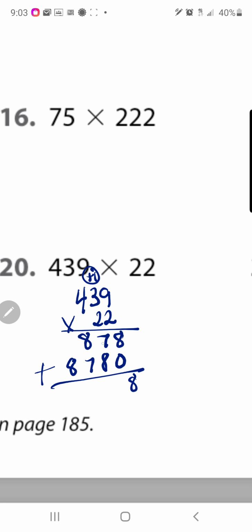8 plus 0 is 8. 7 plus 8 is 15. Carry the 1. 8 plus 7 is 15, plus 1 more is 16. Carry the 1. 8 plus 1 is 9. So there's your multiple product. 9,658 is a product of 22 and 439.